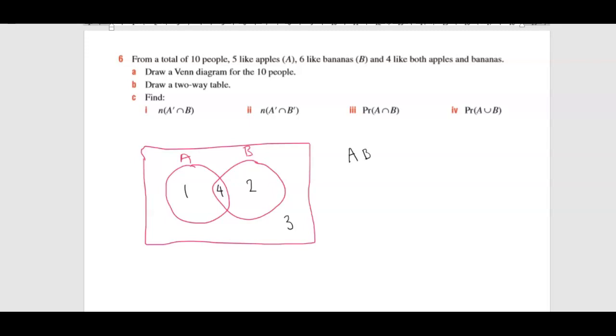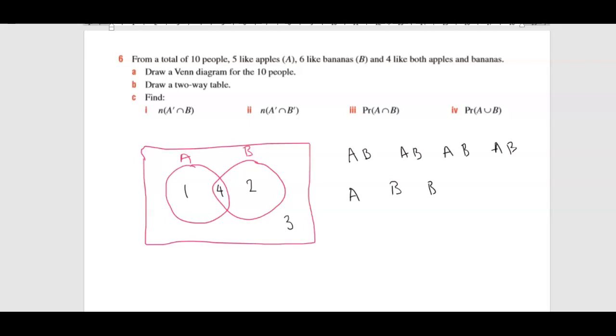Okay, so think about it as, we know there's 4 people who like both. We've only got 10 people here. Since there's already 4 people who like apples and also like bananas, there's only one person who likes just apples, because 5 like apples. We've already represented those who like both. And then there's 1 who just likes apples. 6 like bananas. So I've already represented 4 of those people. So there's another 2 who just like bananas.